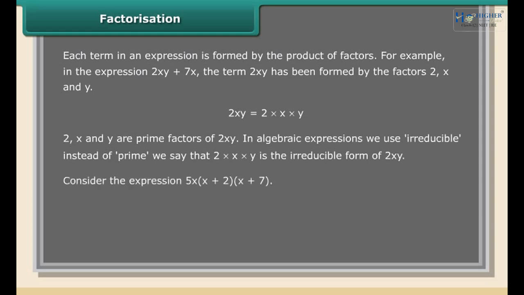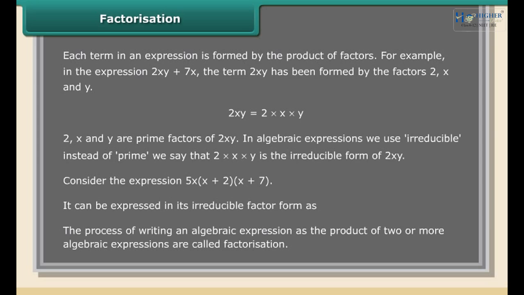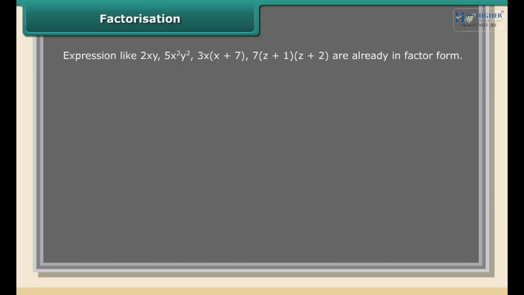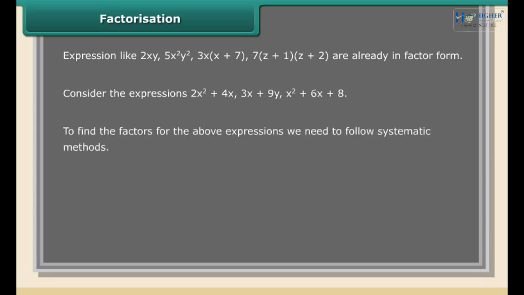Consider the expression 5x(x + 2)(x + 7). It can be expressed in its irreducible factor form. The process of writing the algebraic expression as the product of two or more algebraic expressions is called factorization. Expressions like 2xy, 5x², y², 3x(x + 7), 7(z + 1)(z + 2) are already in factor form. Consider the expressions 2x² + 4x, 3x + 9y, x² + 6x + 8. To find the factors for the above expressions, we need to follow systematic methods.